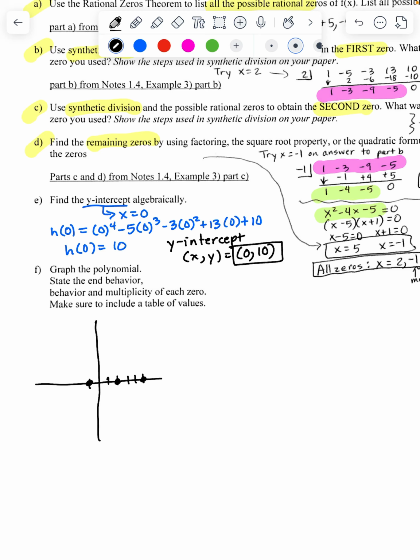From part E, I know my y-intercept is 10. I'm not going to try to put those 10 little tick marks on the y-axis. I don't have to, you don't have to, just label the point that you have. So make sure you use your results from part A through E on your graph.